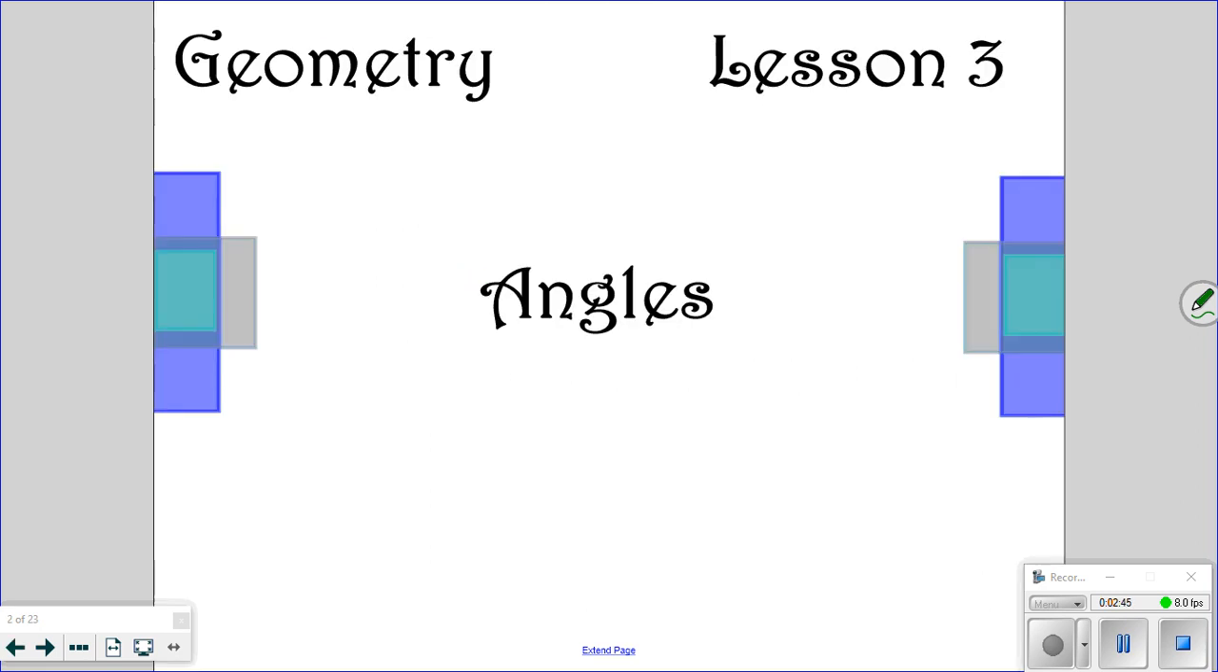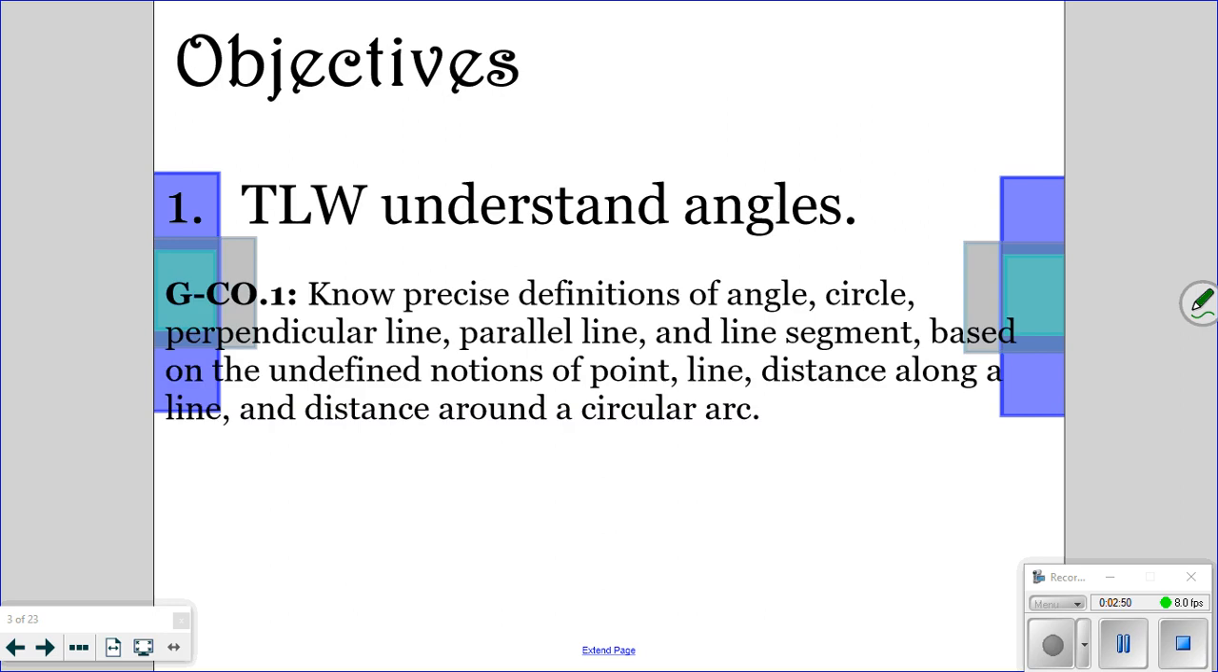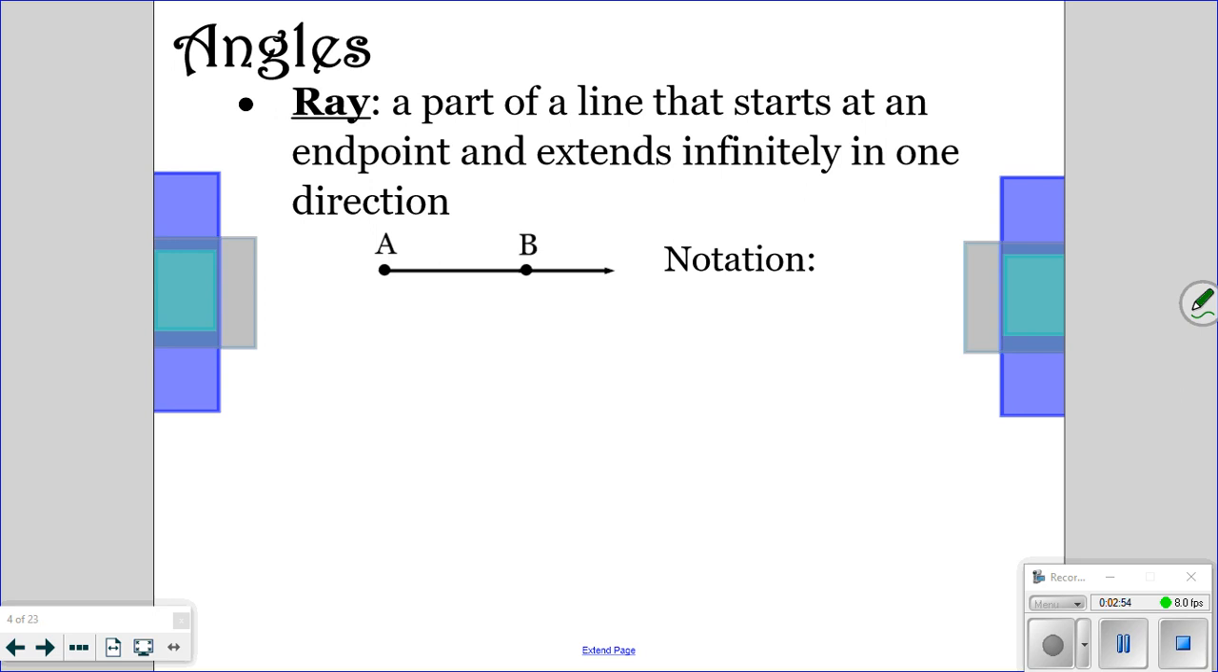Alright, so we're looking at lesson 3 today. We're going to be looking at angles. So hopefully after this lesson you will understand more about angles. We're going to start off with a ray. A ray is part of a line that starts in an endpoint and it extends indefinitely in only one direction.